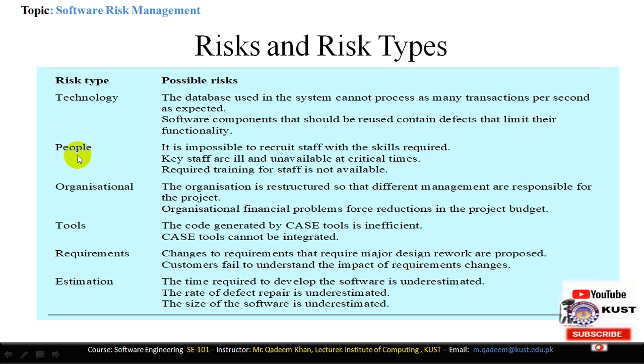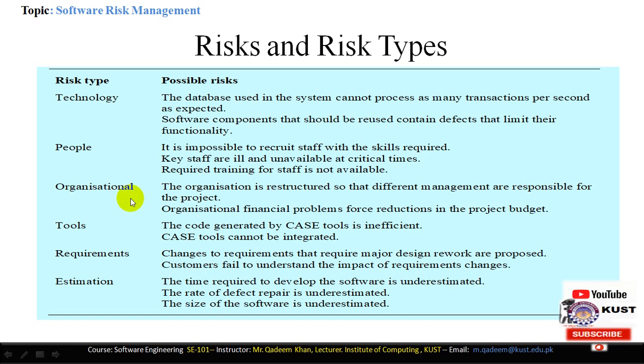People risks are those risks which are associated with the people. For example, the staff turnover risk, or for example skills problems of the employees. It is not possible to recruit staff with the skills required. Key staff are ill and unavailable at particular times. Required training for the staff is not available. Then the people risk can occur. And this is a very serious risk if the experienced staff members are not available with us, because then we cannot complete the products according to the standards.